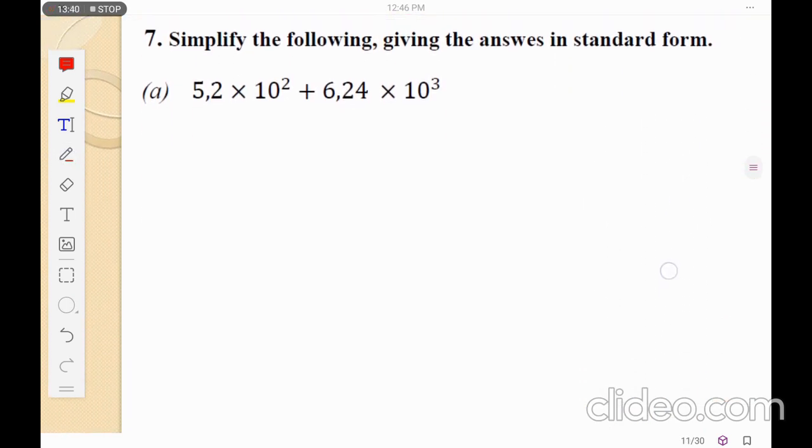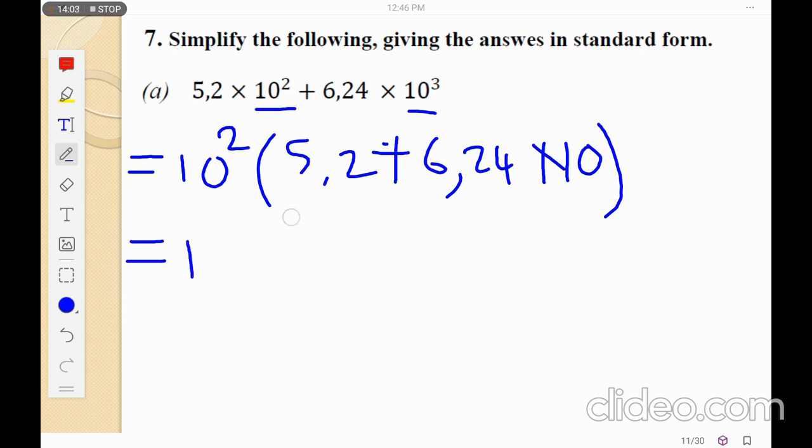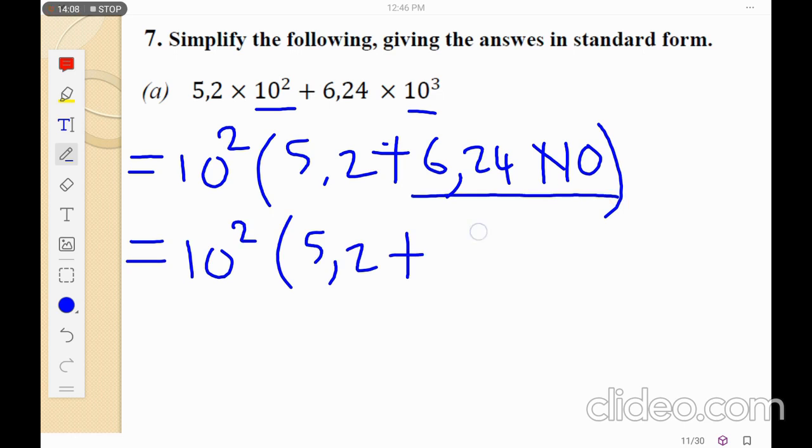Okay, now we are looking at addition of standard form. So the easiest way that I do is this one. I take out the common factor here, which is 10 to the power of 2, and I'm remaining with 5.2 plus 6.24 times 10 here. Okay, and I can simplify this as 10 to the power of 2. Here I've got 5.2 plus, I'm simplifying this part, I get 62.4, like that.